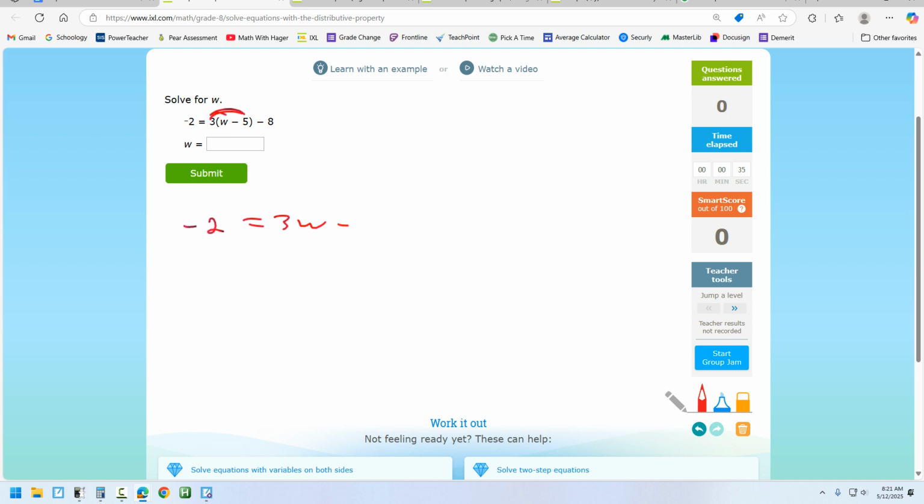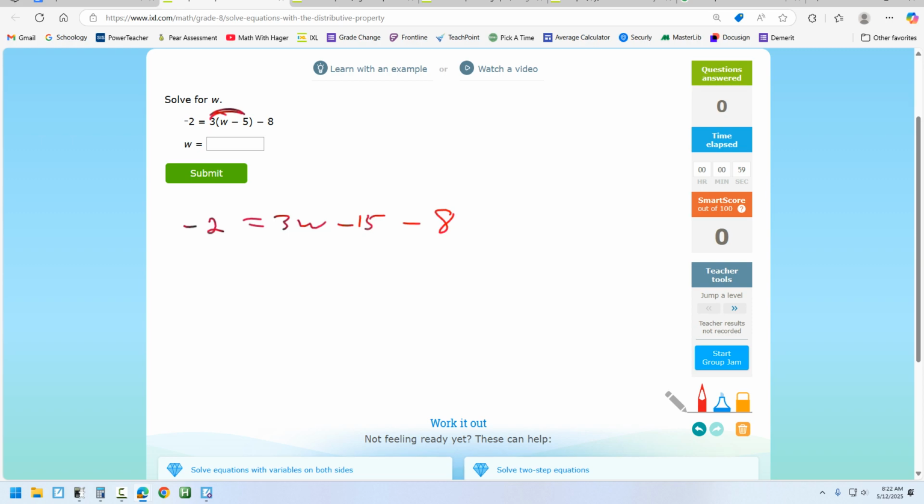Negative 5. I think the more I write, the more it changes color. It's kind of weird. Wait, what would be negative 5? Negative 15. Sorry. So 3W, and then 3 times negative 5 is negative 15. Don't forget the minus 8. Nothing happens to it. It just stays right where it is. I was too fascinated by the color changing.